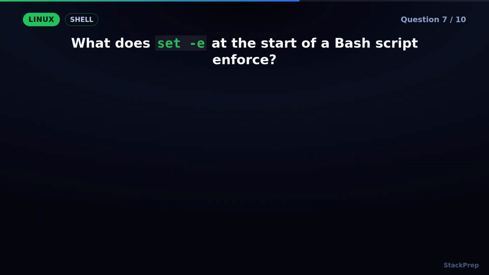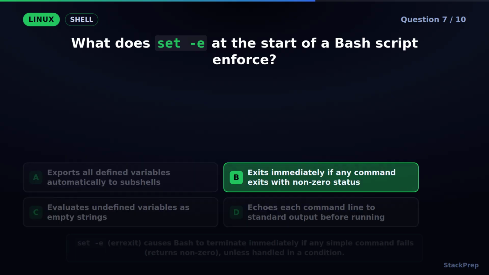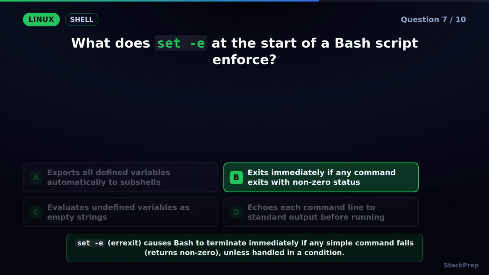What does set -e at the start of a bash script enforce? The answer: it exits immediately if any command exits with non-zero status. Set -e, errexit, causes bash to terminate immediately if any simple command fails, returns non-zero, unless handled in a condition.